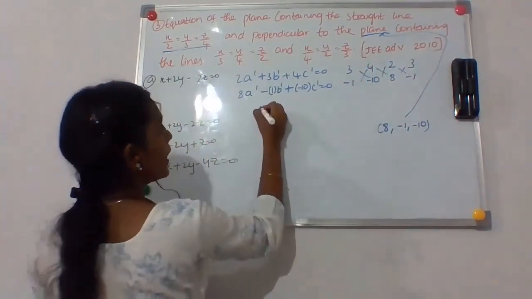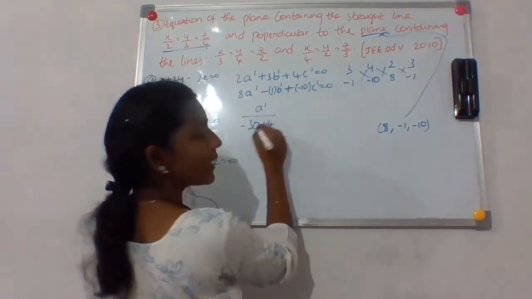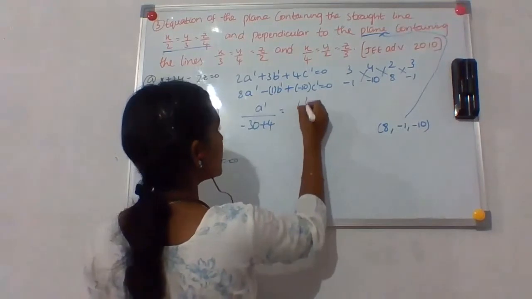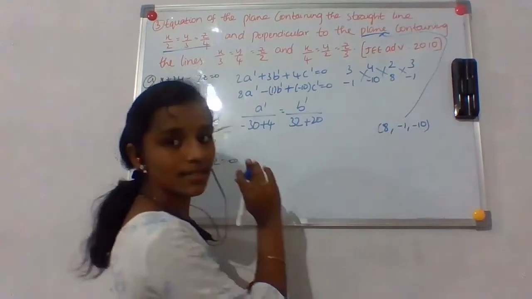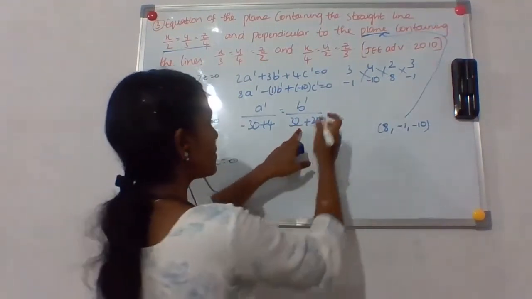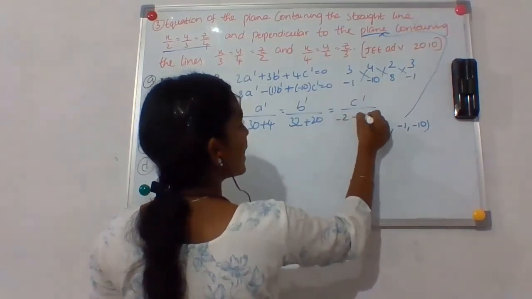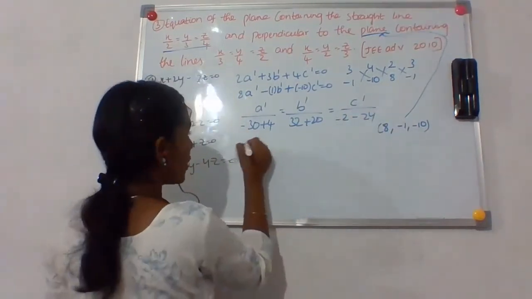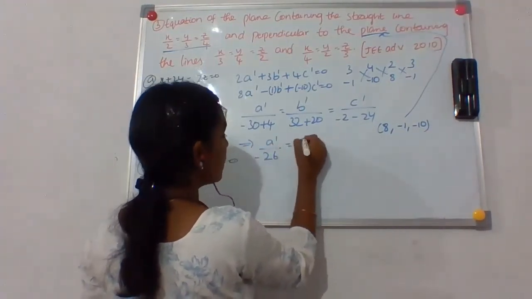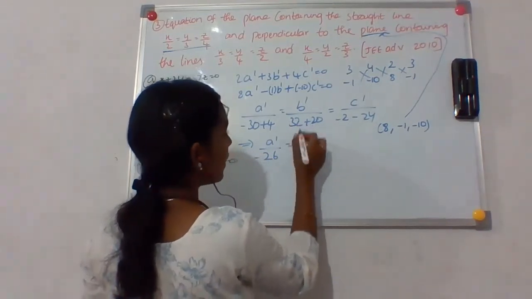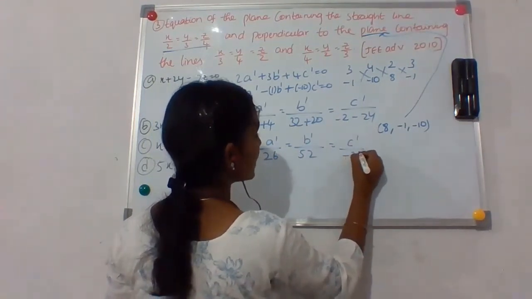Okay, so A dash by minus 30 plus 4, minus of minus plus 4, is equal to B dash by 32 plus 20, okay, minus into minus plus, that is equal to C dash by minus 2 minus 24. Okay, now what do I get? A dash by minus 26 is equal to B dash by 52 is equal to C dash by minus 26.